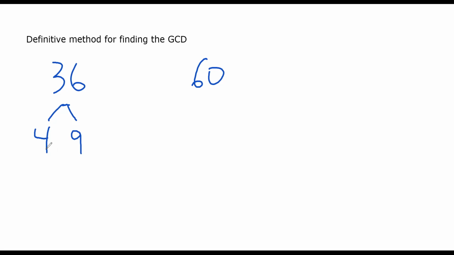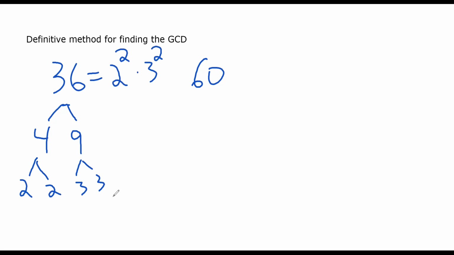Now, what are two numbers that multiply to 4? 2 and 2. What are two numbers that multiply to 9? 3 and 3. So 36 is 2 2s and 2 3s. So it's 2 squared times 3 squared. We'll put a pin in that and we'll do 60.